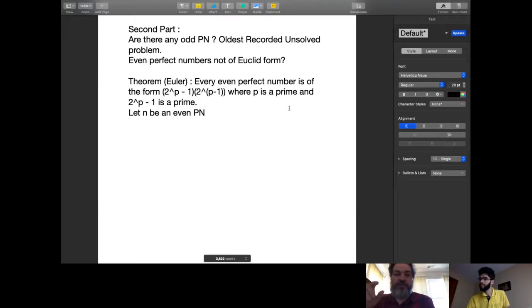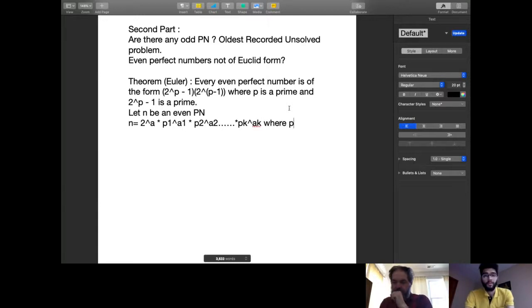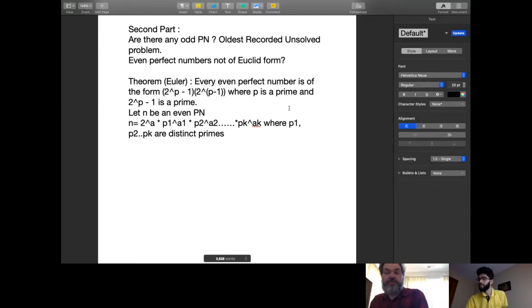Let's write the prime factorization of n in this form. Let n equal 2 to the a, where I don't know what the exponent a is, times p1 to the a1 times p2 to the a2, and so on, pk to the ak, where p1, p2, ..., pk are distinct odd prime numbers.